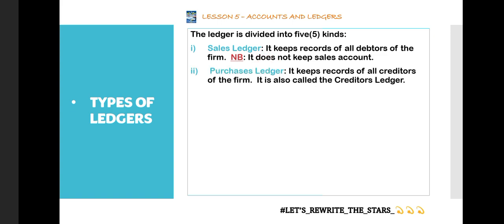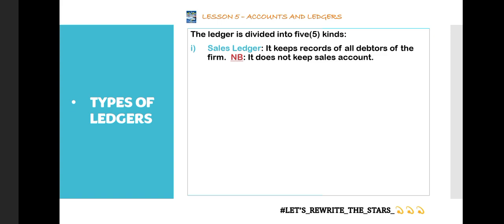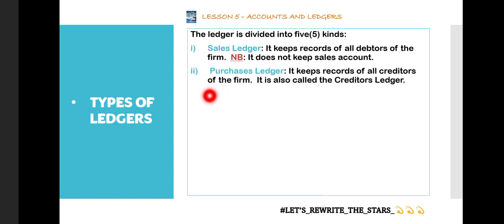Now let's look at the next one, purchases ledger. It records all accounts of people that we are owing. So the business has gone to buy items from another business or another individual or another firm, and when we purchase the item, we didn't pay for it. Because we didn't pay for it, we are owing them, so we record it under purchases ledger.